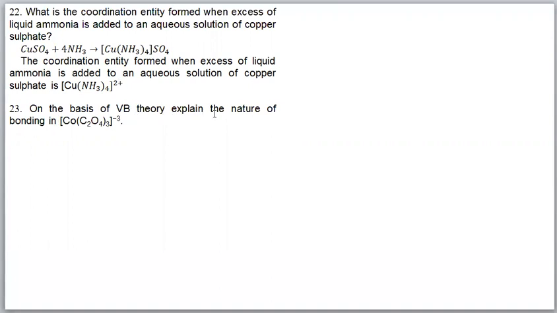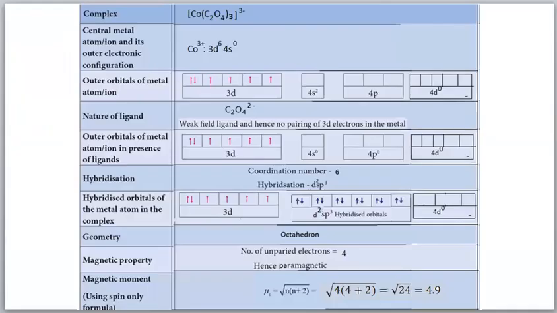On the basis of valence bond theory, explain the nature of bonding in [Co(C2O4)3]3-. You see, the complex [Co(C2O4)3]3-. What is the charge of the metal? Say Co charge is X, C2O4 oxalate charge is -2 into 3, so -6. So we'll get X - 6 = -3, X = -3 + 6, so we'll get +3. Okay, so cobalt charge is +3.